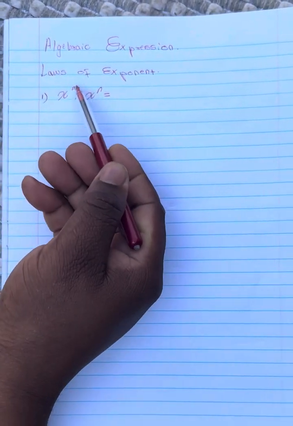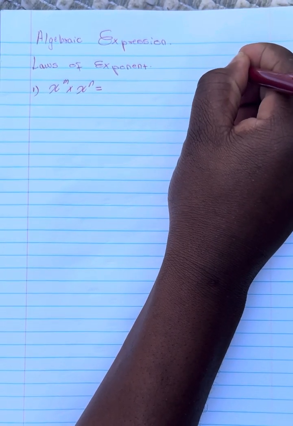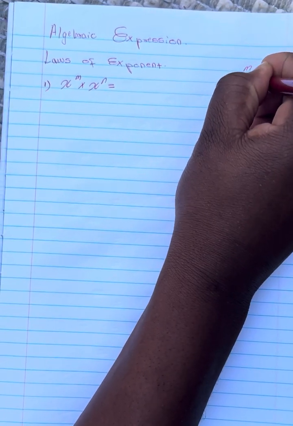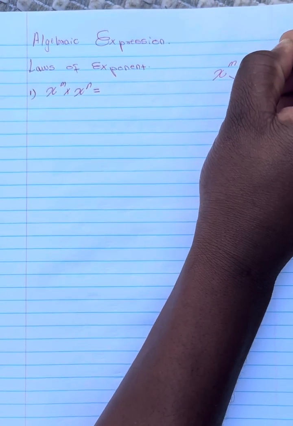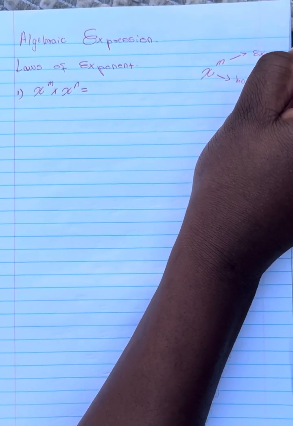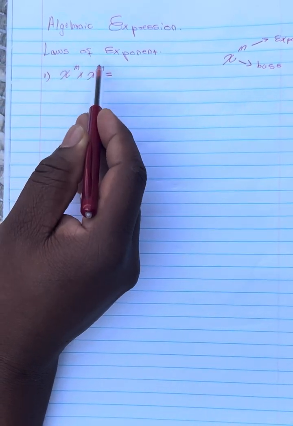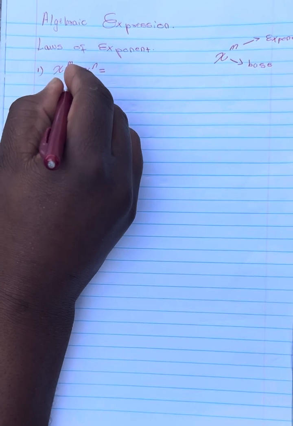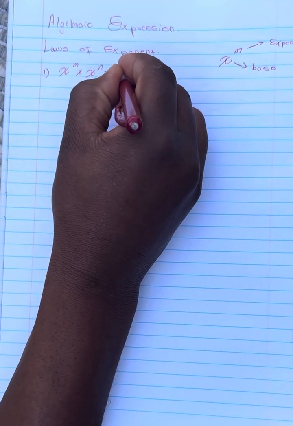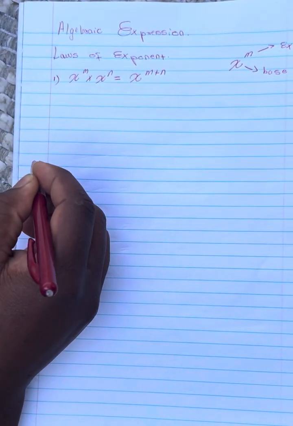When you multiply exponent of the same base, by the way, if we are given x to the power of m, x represents the base and m represents the exponent. So when we're multiplying exponent of the same base, you take one base and add the exponent, meaning since it's x in the power of m multiplied by x in the power of n, this is the same as what? X in the power of m plus n.